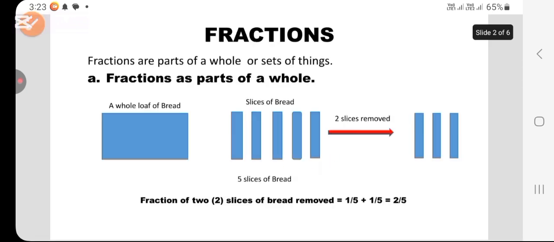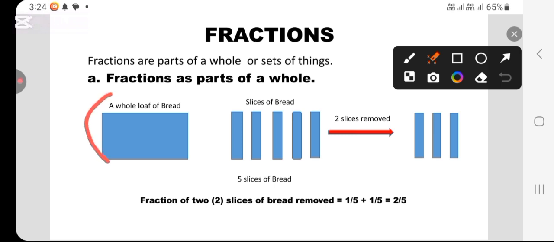What are fractions? Fractions are part of a whole or set of things. What do we mean when we say fractions are parts of a whole? I will illustrate this with a loaf of bread. This is a loaf of bread sliced into 5 parts. Of these 5 slices of bread, 2 slices were removed. The slices of bread left are 3 in number.